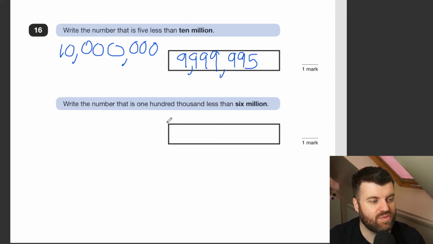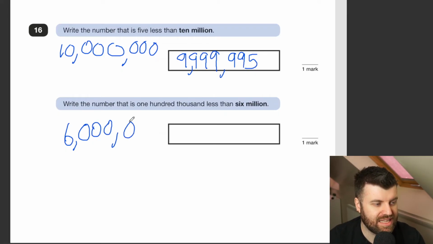Write the number that is 100,000 less than 6 million. Again, let's just write 6 million, just so we're very clear. 6 million is 6 followed by 6 zeros. And I want to take off 100,000. I want to take off 1 from here. Now that's 10,000, Mr. Price.